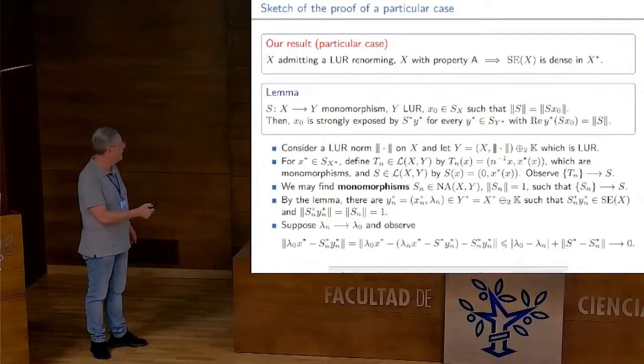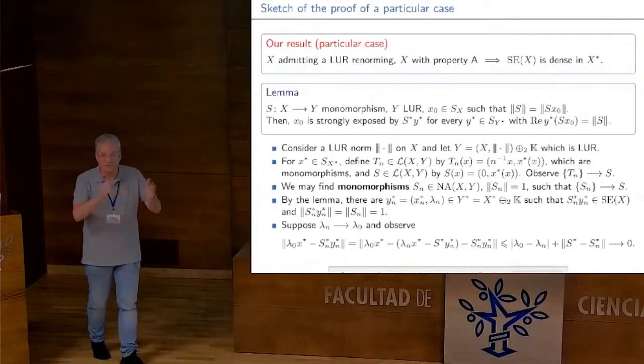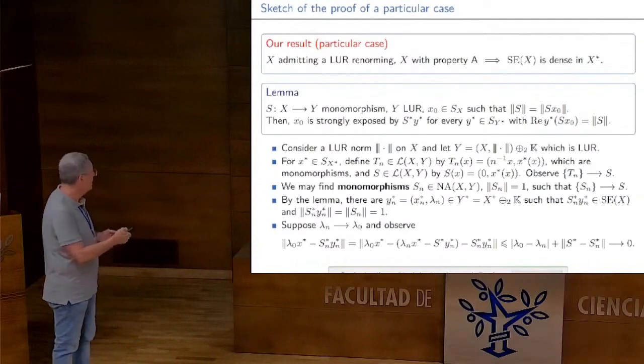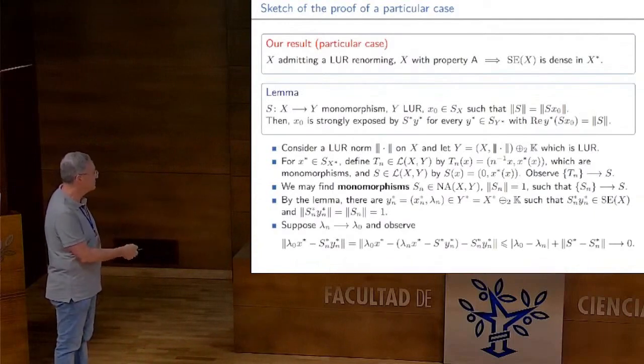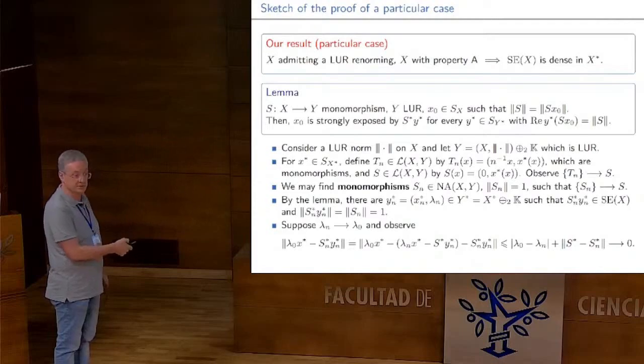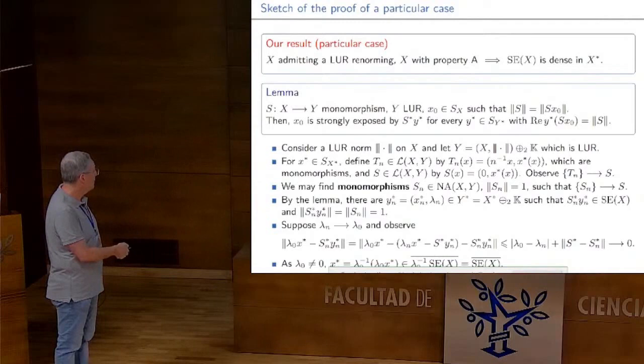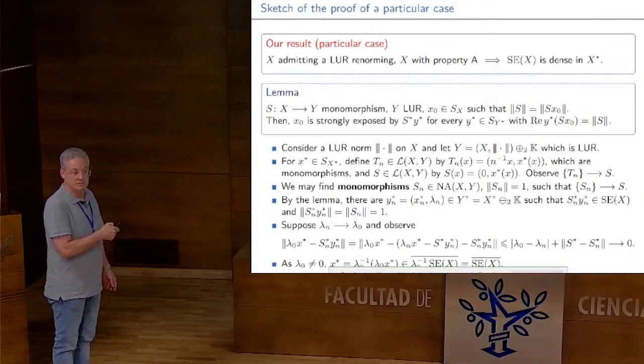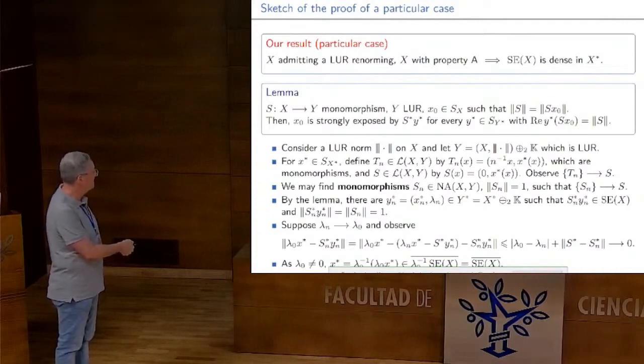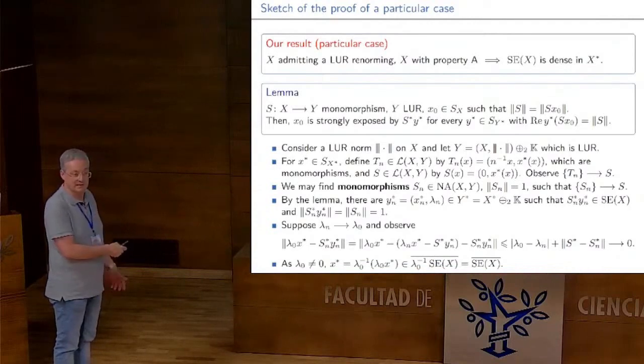Okay? And now, you may suppose that lambda_n goes to lambda_0, just taking a subsequence, and then with an obvious triangle inequality, you get that lambda_0 x star minus this S_n star of y_n star is going to 0. So lambda_0 x star belongs to the closure of this set. But lambda_0 is non-zero. And then you get that x star, with this 1 over lambda_0 times lambda_0 x star, is in the closure of this set, and you are done.